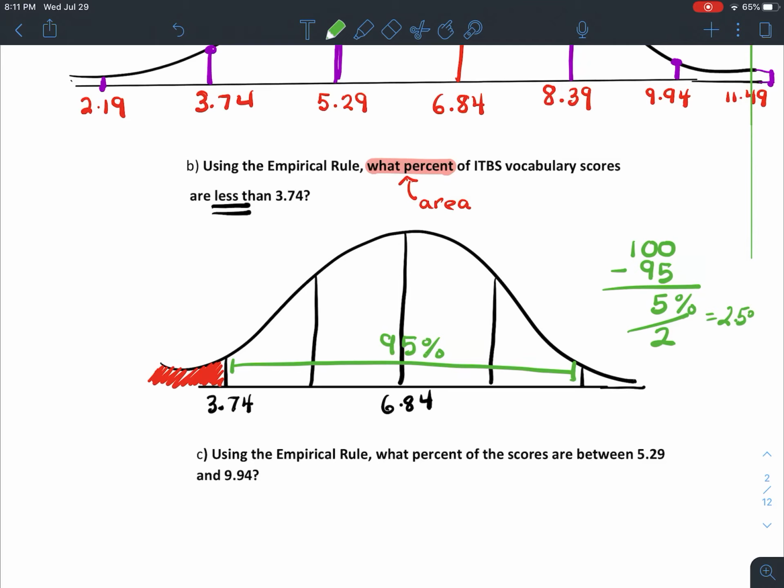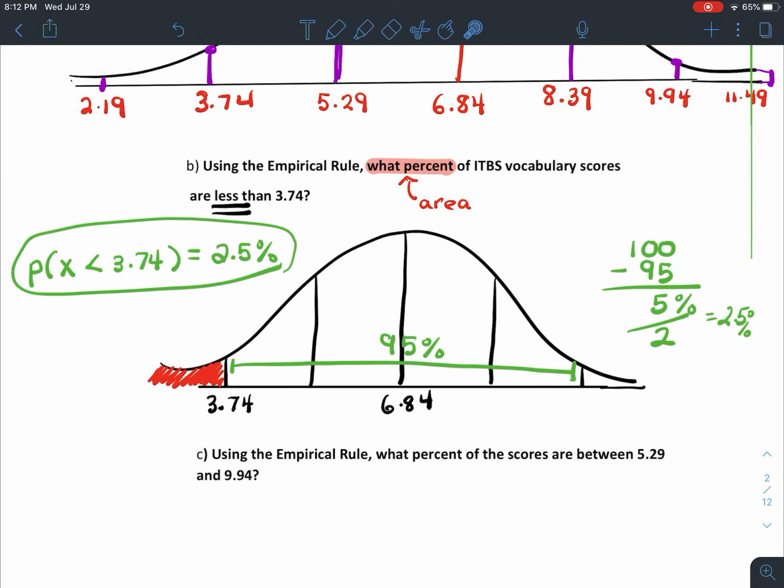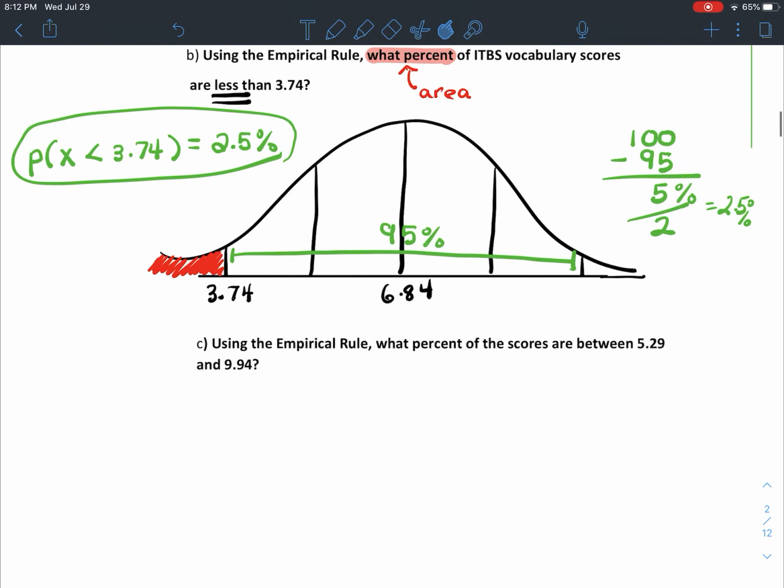We get 2.5%. Now, the correct way to label this, when it's asking you for percent, is that it's another way of asking for the probability, and we're just going to use an X here to represent a random vocabulary score. The probability that a score is less than 3.74 is 2.5%. That would be the answer. You would want to include this graph as excellent communication to support that answer.